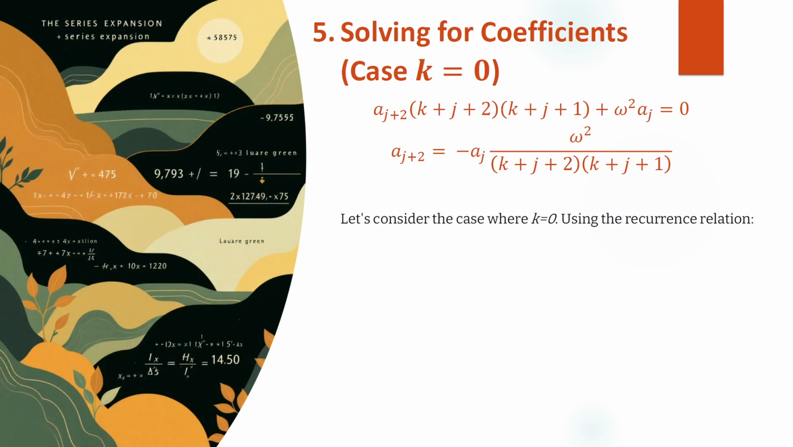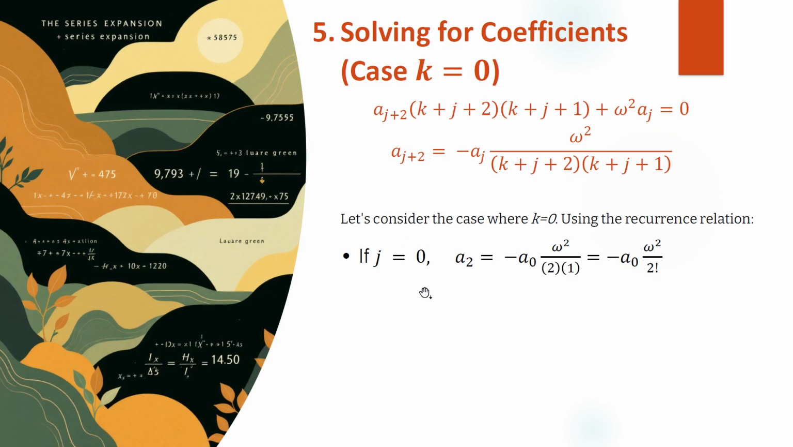And this relation is crucial for finding the series coefficients. Now the next step is to solve for the coefficients. And notice that we have two values for k. We have k is equal to 0 and k is equal to 1. For this case, we first test k is equal to 0. Notice that this is our recurrence relation. So let's consider k is equal to 0 and find the different equations for a sub j plus 2 for different values of j.